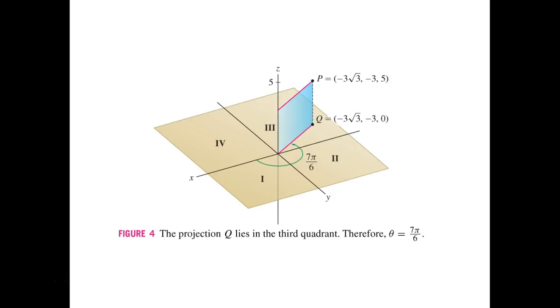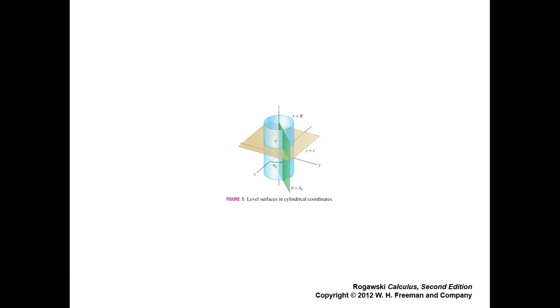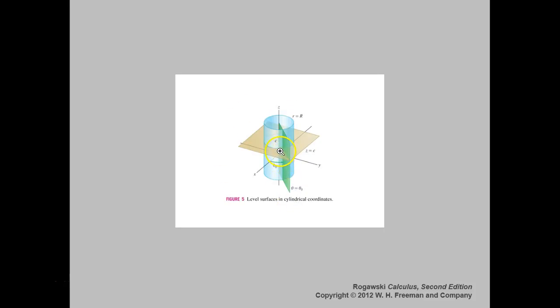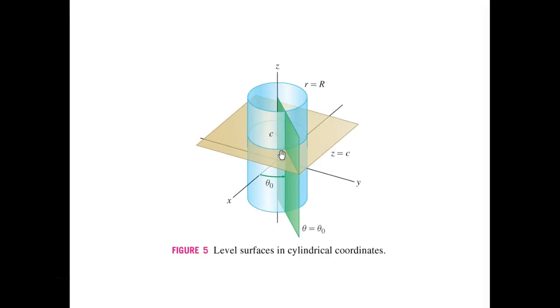The r coordinate would be the square root of this squared plus that squared. And then your z for this point would be 0 to that point. I'm sure there was something else to the problem, but that's what we're dealing with there. Okay. Here's a classic place where you would use cylindrical coordinates if you're dealing with a cylinder, okay?